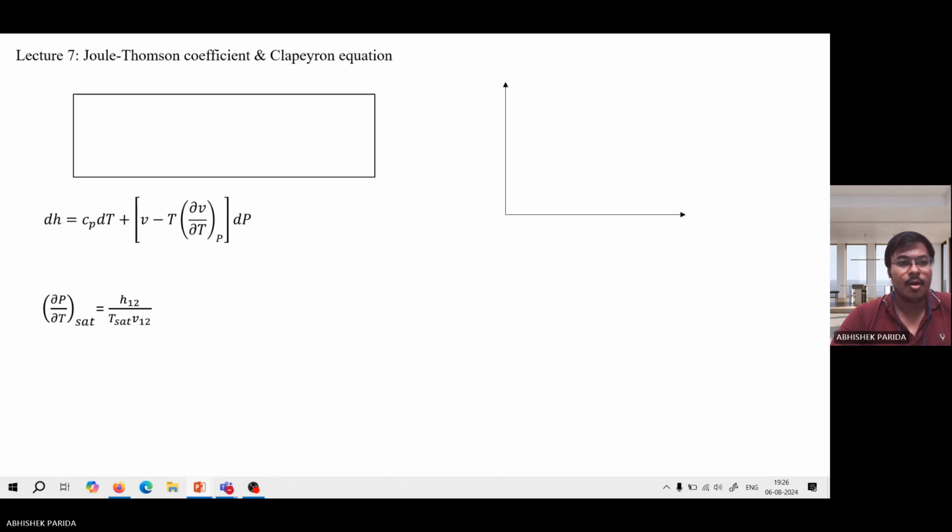Now in lecture 7, we introduced the Joule-Thomson coefficient and the Clapeyron equation. So what is the Joule-Thomson coefficient? A very simple experiment was done. For example, some gas is flowing through this, and there is a small constriction. Whenever this constriction is opened slightly, a process develops which is called throttling.